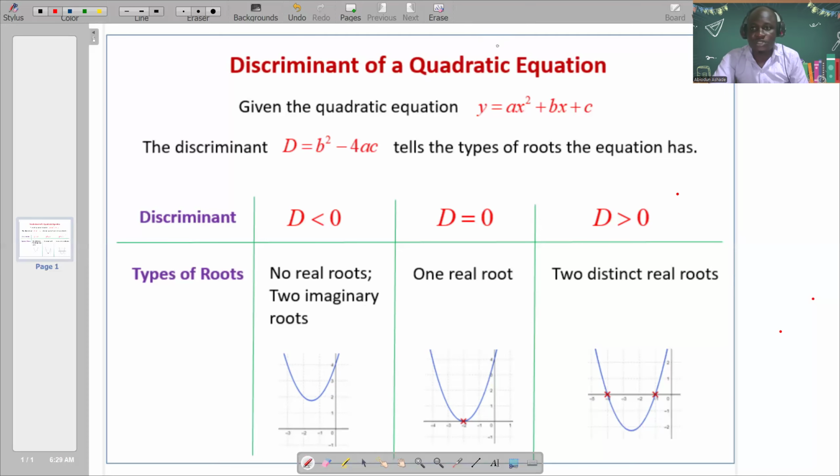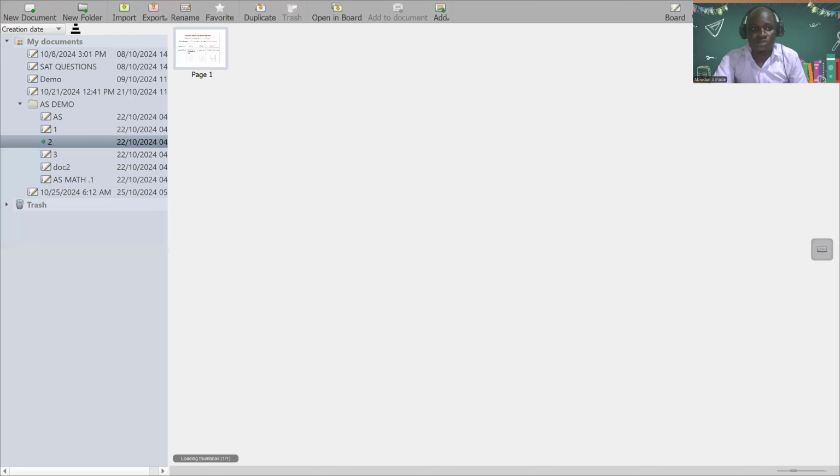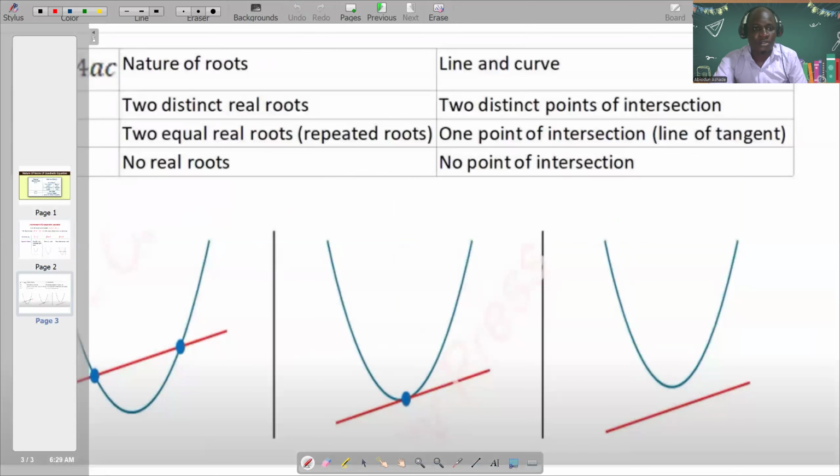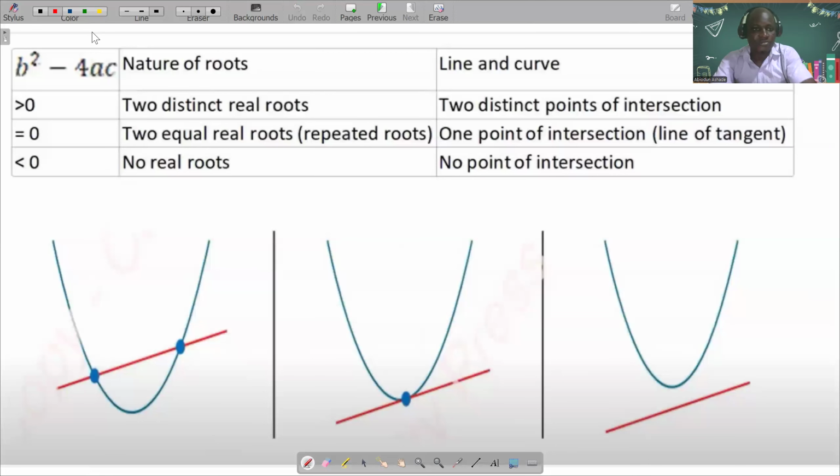Now let's move to the second part of using the nature of roots. Now let's look at this. We have the nature of roots, we have a line and a curve. We are trying to use the nature of roots to also solve a problem that relates a line and a curve.